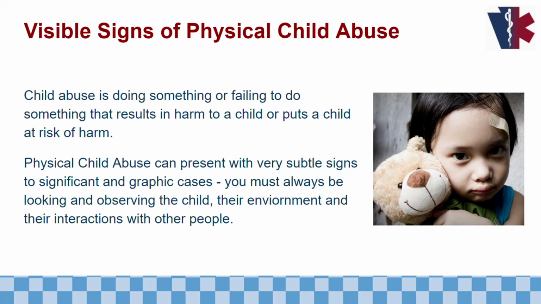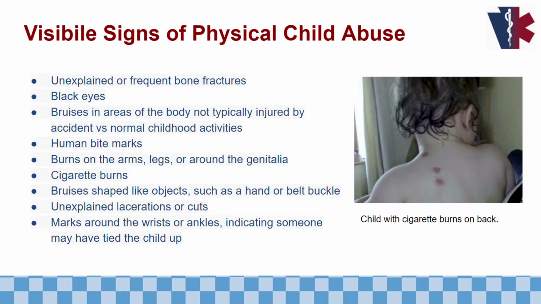Visible signs of child abuse can be very subtle signs to significant and graphic examples of physical injury. Visible signs of child abuse could include unexplained or frequent bone fractures, black eyes, bruising in areas of the body not typically injured accidentally or associated with normal childhood activities, human bite marks, circumferential burns on the arms, legs, and genitalia, cigarette burns about the body, bruises shaped like objects, unexplained lacerations and cuts, and also marks around the wrist or ankles, which could indicate that a child may have been tied up.